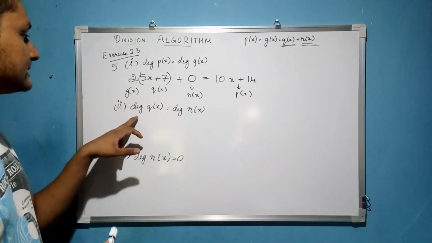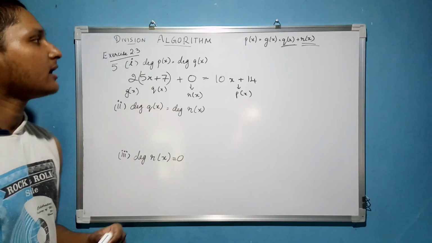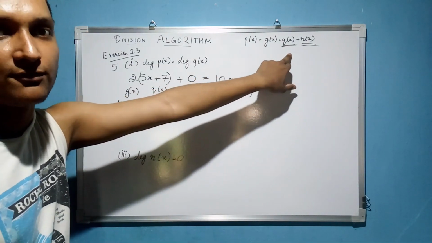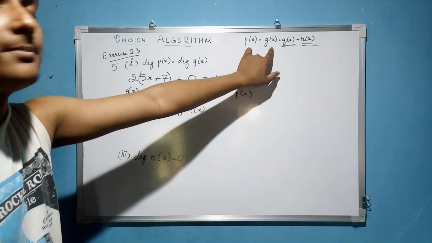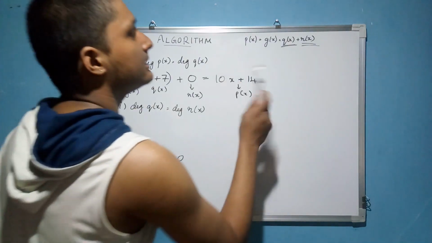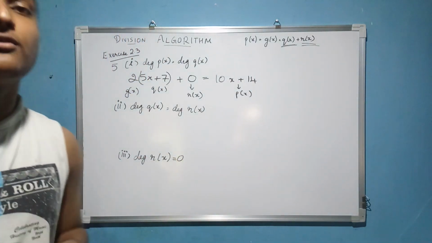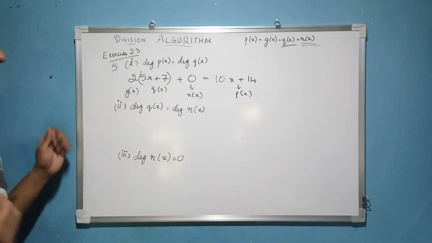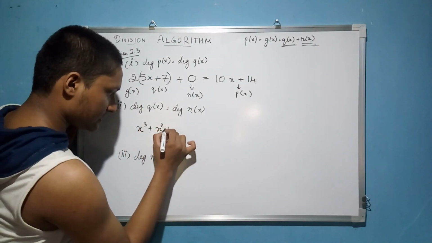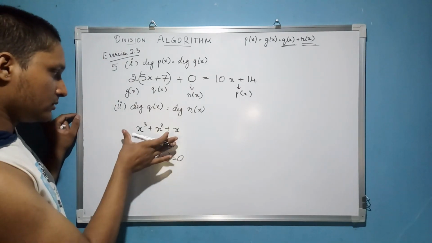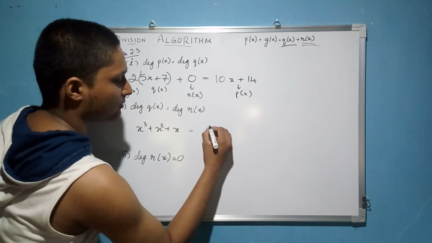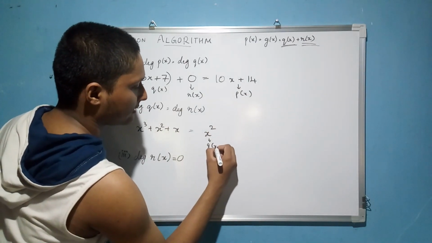The second part is degree of q of x is equal to degree of r of x. So you need to find some terms such that degree of r of x and q of x should be equal, and by the meaning of the division algorithm for polynomials itself, you know that the degree of r of x should be less than the degree of g of x. So let me take some example. Say x cube plus x square plus x. Now I need to divide by some term. Say I'll divide by x square. I'll consider this to be g of x now.